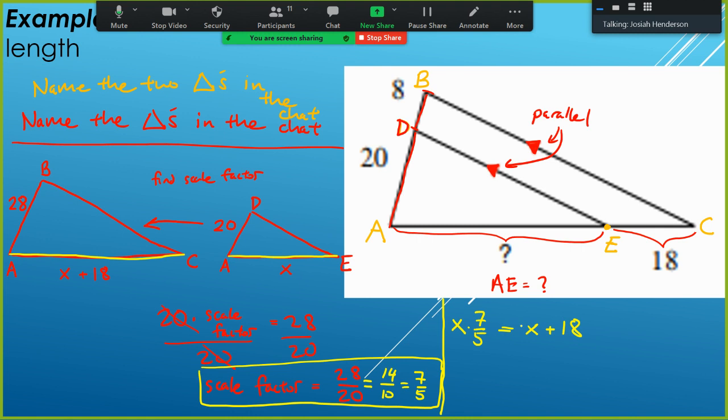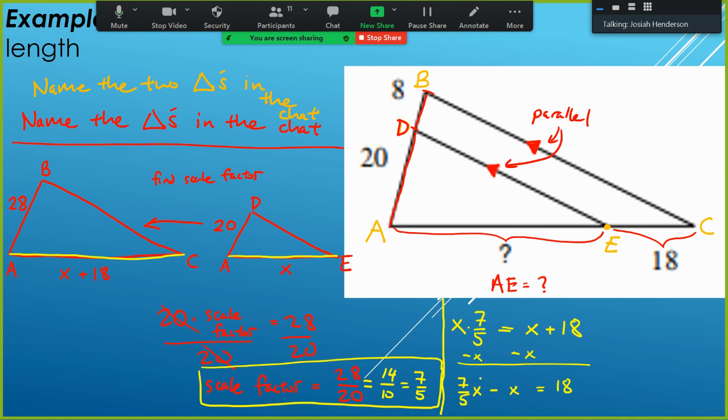We're basically combining like terms. So what I want to do is move my x's together and then solve the equation we have for x, and then we'll be done with this problem. We'll have AE, because AE, the unknown, is x. We labeled it that. So let's minus x from both sides. And what does that leave us? 7/5 x minus x is equal to 18.